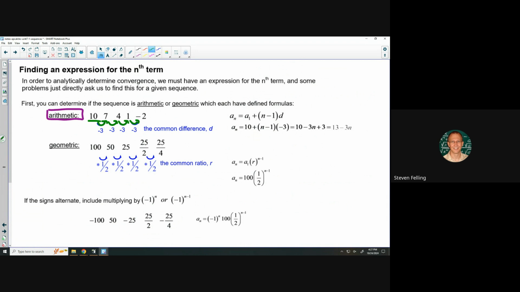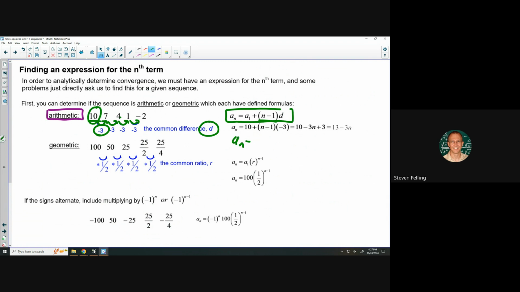So in this case, I'm subtracting 3, subtracting 3, subtracting 3, and we call that -3 the common difference. If you have a rule of that type, the generating rule will be this. It's a formula that you can memorize. a sub n, the nth term, is the first term, and then you're going to add the common difference n minus 1 times. So if you were to start with this one, the first term is 10, right?